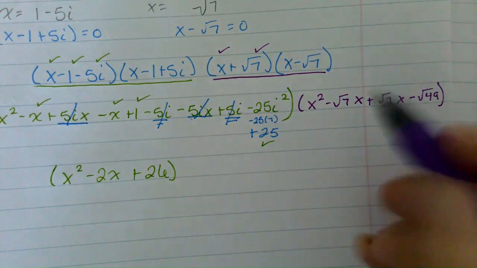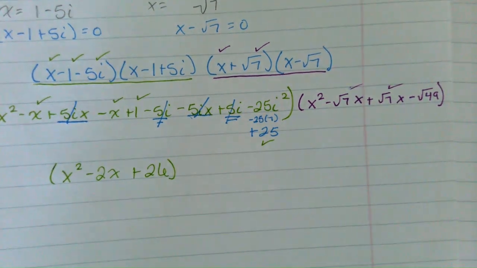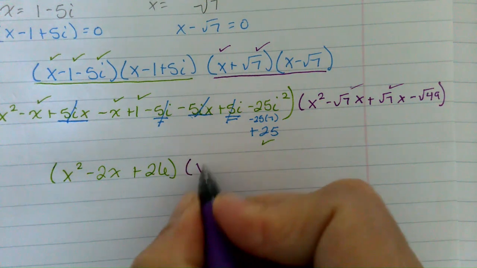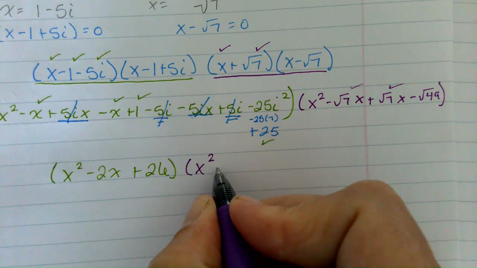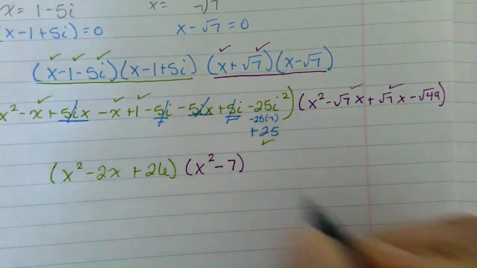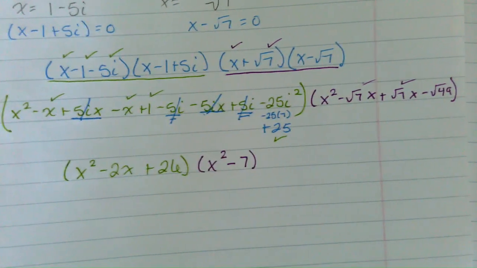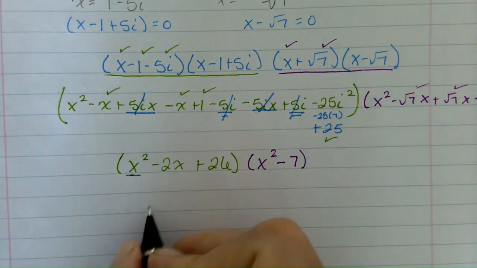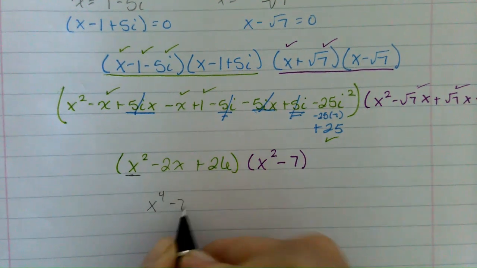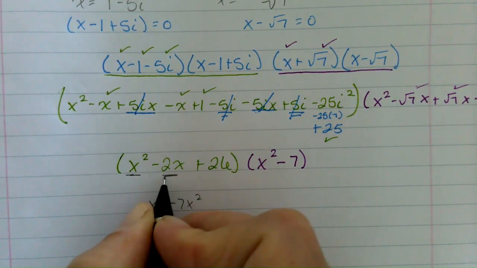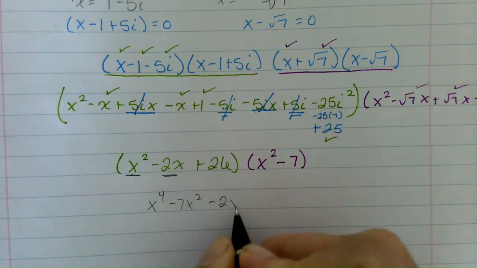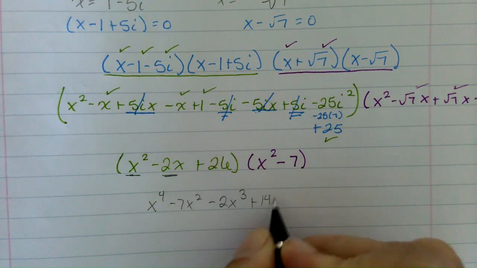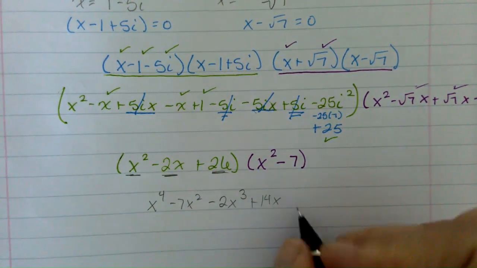And then from the purple, those two cancel each other out. So that will leave me with x squared, and this root of 49 is 7. Okay, this is much simpler now. I only have a trinomial times a binomial. So I'll start by distributing the x squared. That'll give me x to the 4th minus 7x squared. Now I'll distribute the minus 2x. Then I'll distribute the 26.